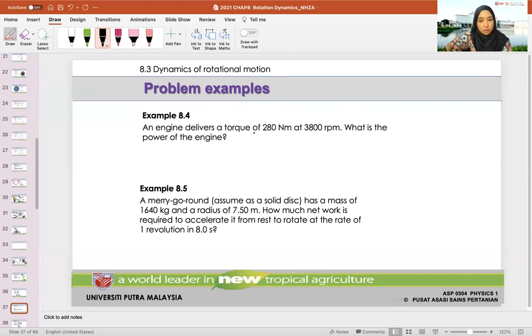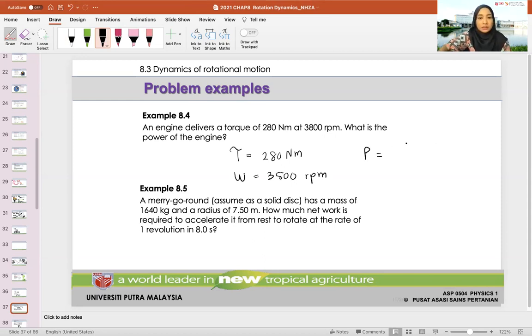An engine delivers a torque. So torque is given as 280 Newton meters at 3,800 RPM. What is this quantity? What is it called? Is it alpha? Is it omega? Omega. So this is angular velocity. So this is your omega, equal to 3,800 RPM. What is the power of the engine? So it's asking you to find out what the power is.